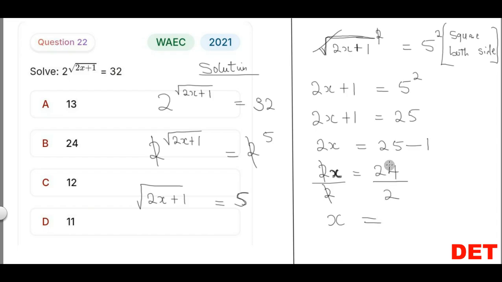So x will be equal to 24 divided by 2. 24 divided by 2 will give me 12. This is my answer to this question. So the correct answer to this 2021 WAEC question is option C, 12.